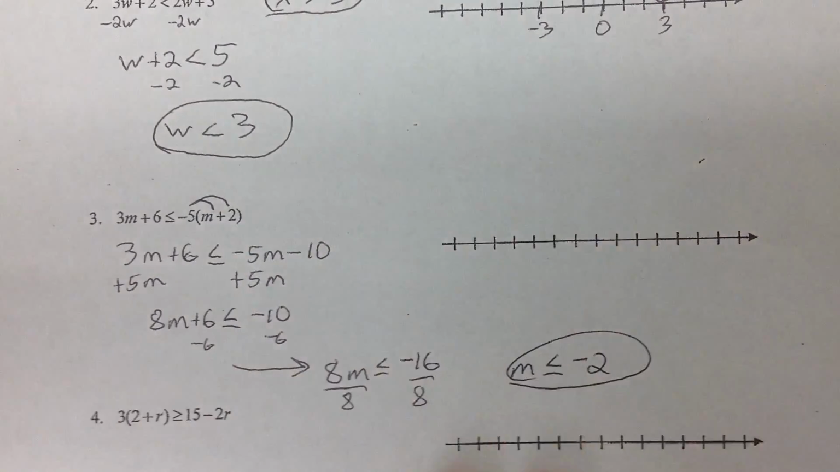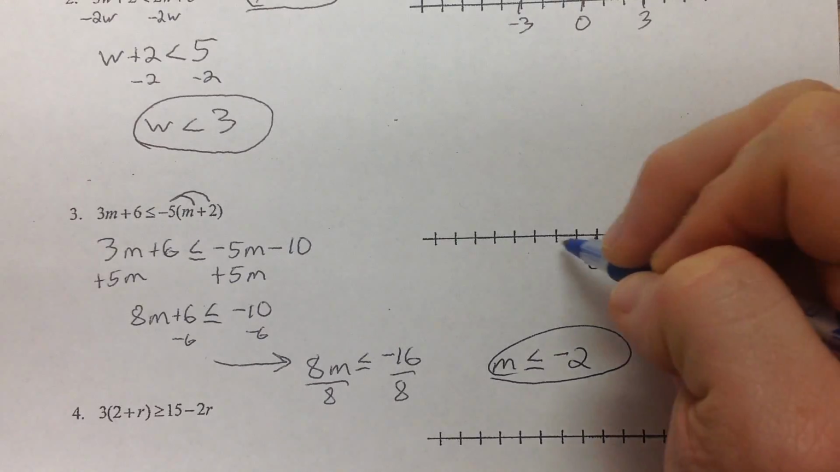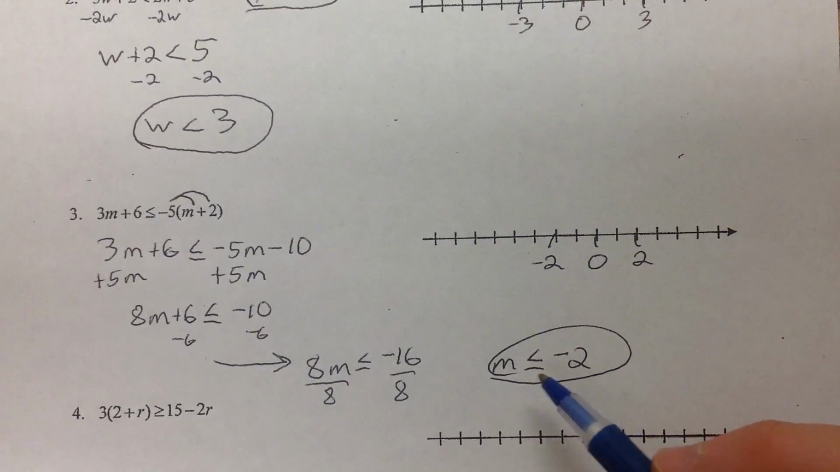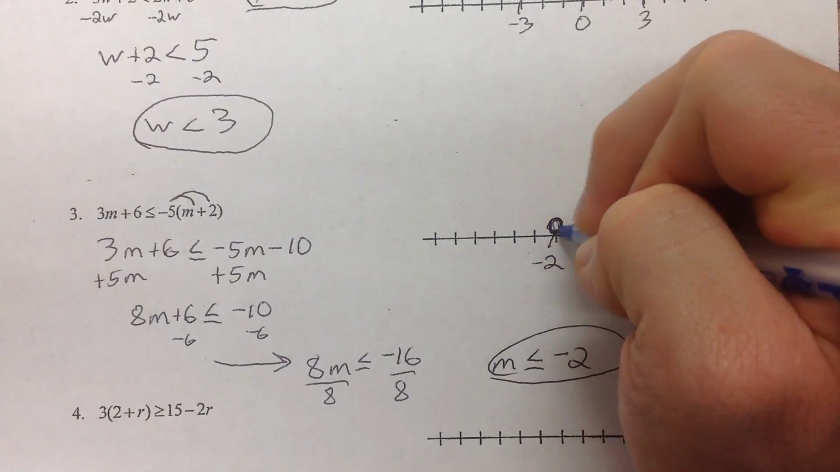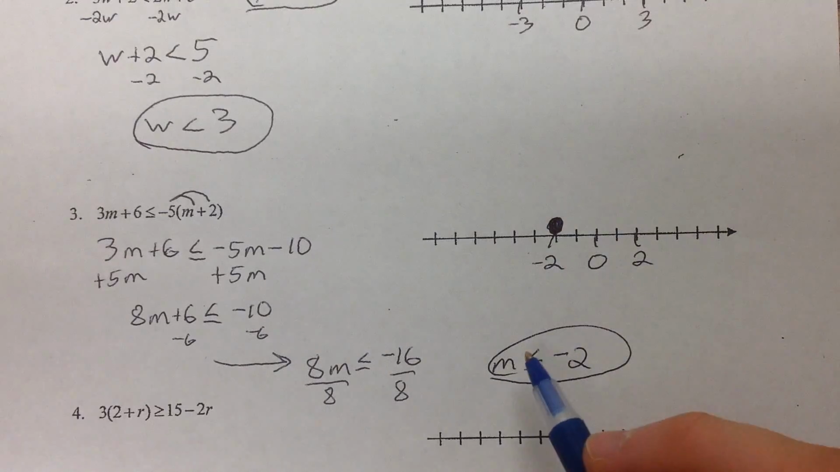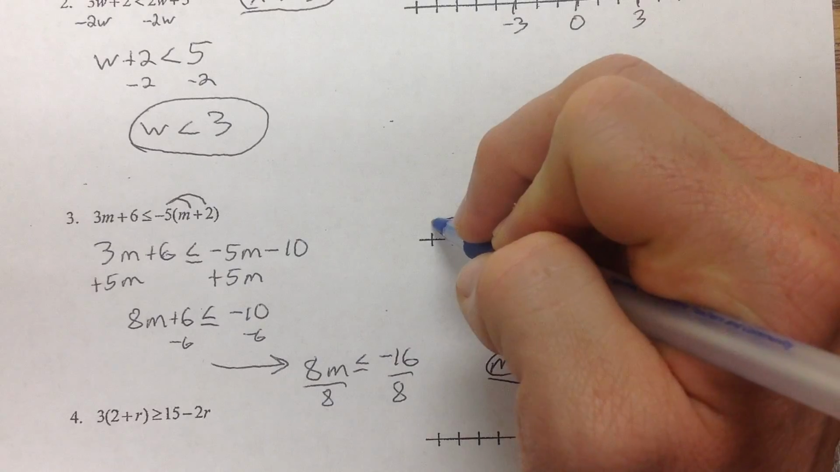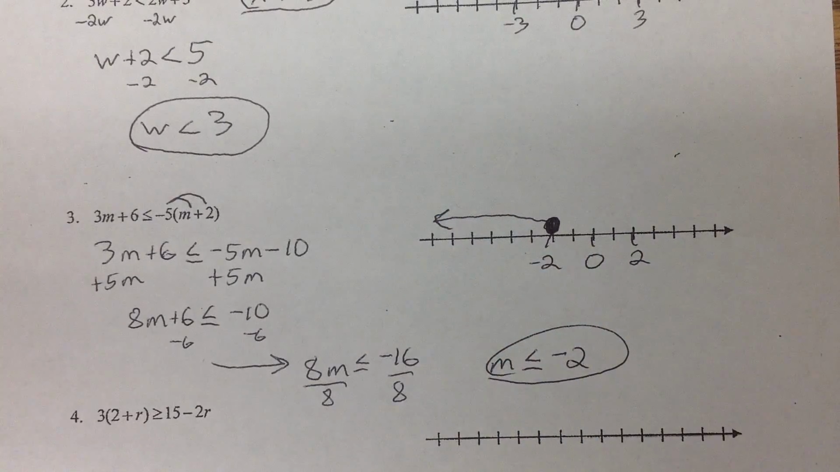So again, if we bring this up to our graph here, I'm going to put a 0, I'm going to put a 2, I'm going to put a negative 2. Because we have the equal sign, we're going to need a closed circle. And then this is saying m is less than or equal to -2, so we want all the numbers that are less than -2. So that's going to be down in that direction.